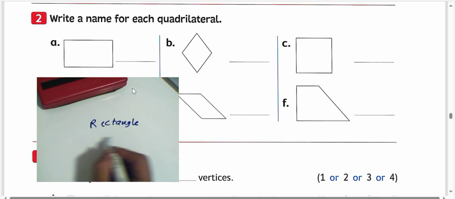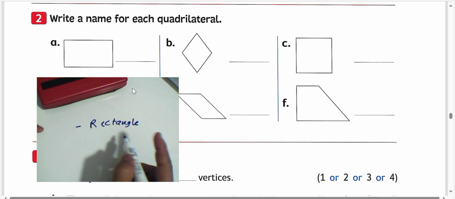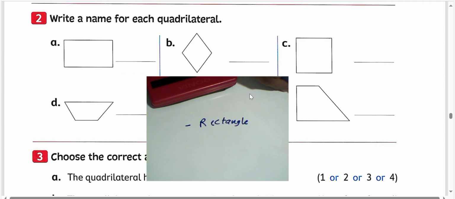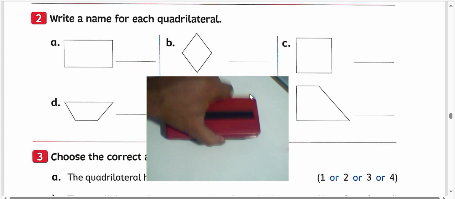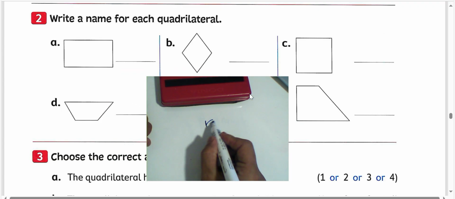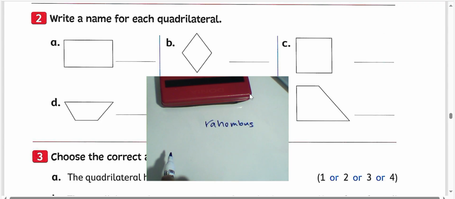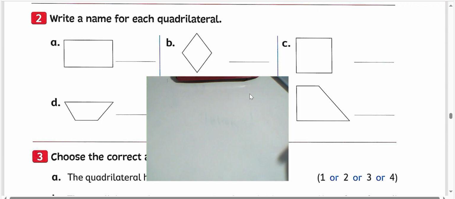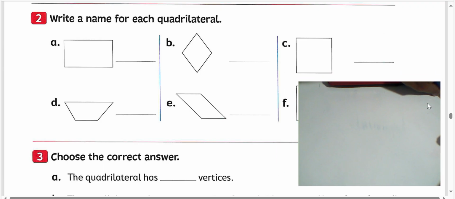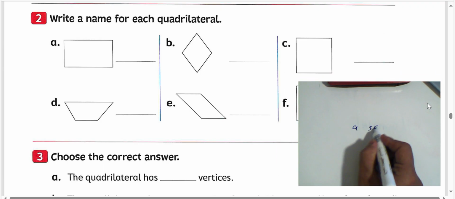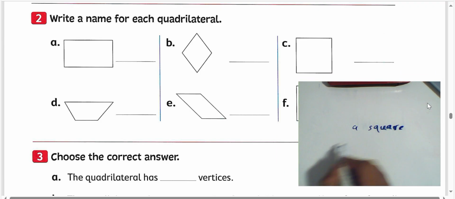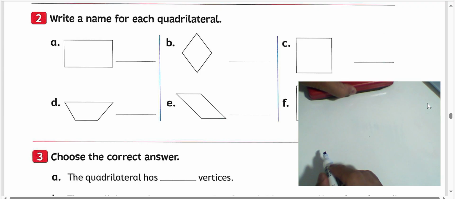We called it rectangle, okay? Letter B, rhombus. Letter B, we called it what? Rhombus, okay? Letter C, we have square. We called it a square.